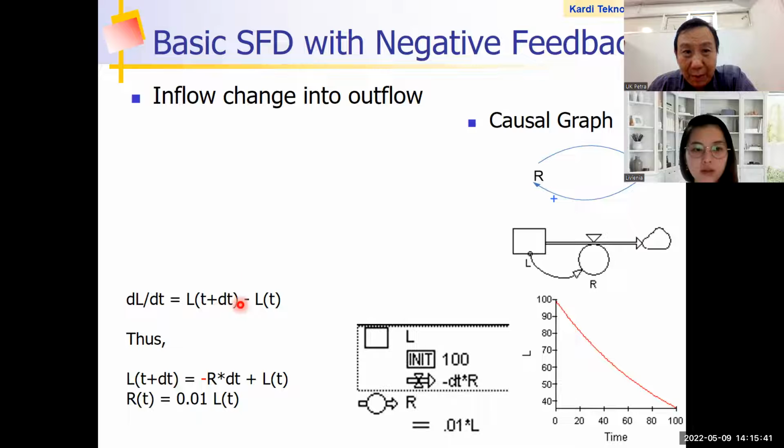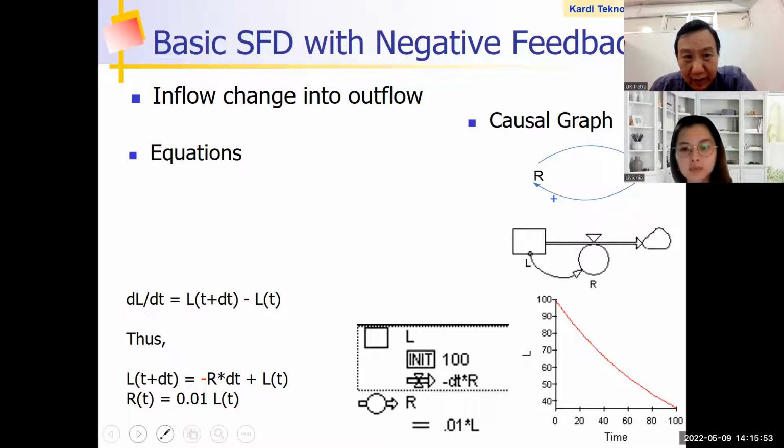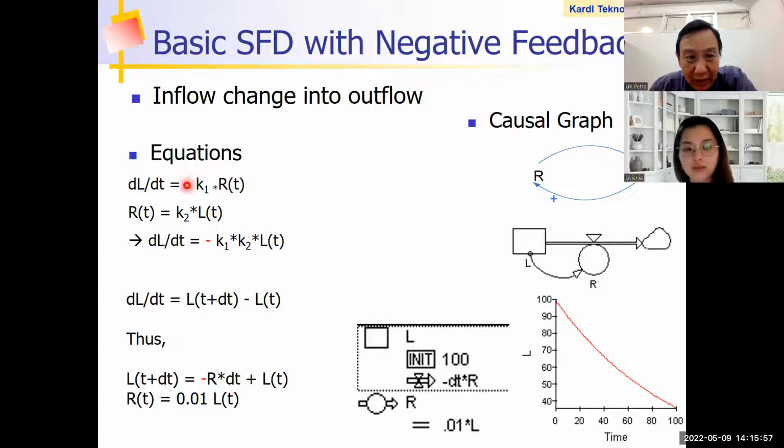So this is an example of SFD with negative feedback loop. You see here, this is positive in here and the negative there. So multiply, you get negative, correct? So the equation here is negative. It will influence the rate negatively, so you will see it will go down to a certain level.